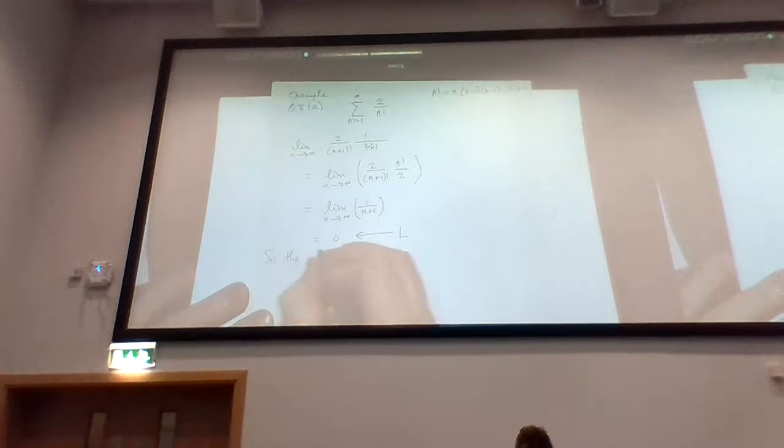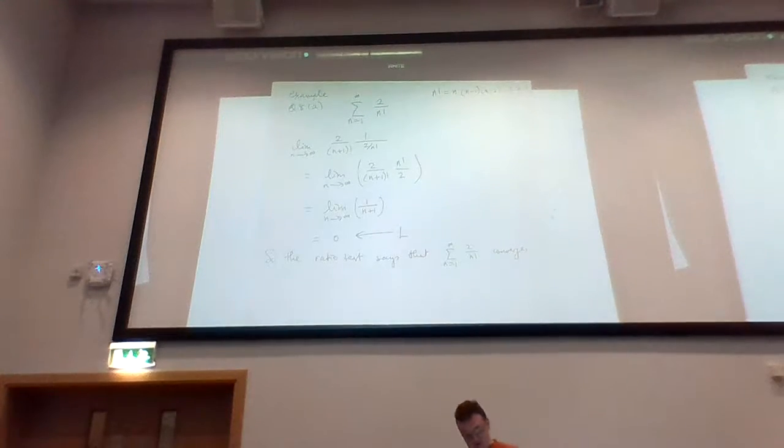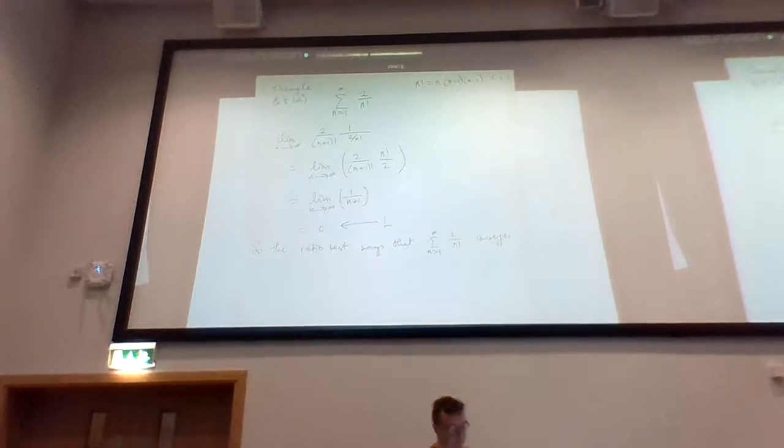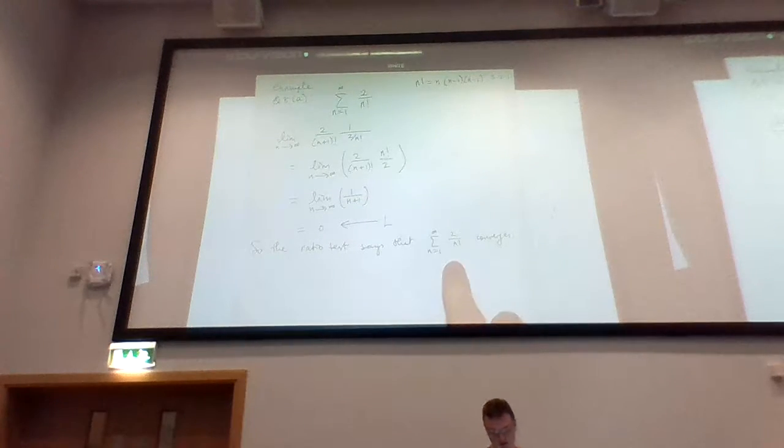So the ratio test then says that the sum of 2 over n factorial converges. It doesn't tell us what the value is. Of course, we can approximate the value of the limit by just looking at ever longer partial sums of this. Just look at the longer and longer partial sums, you'll get better and better approximations of the limit.